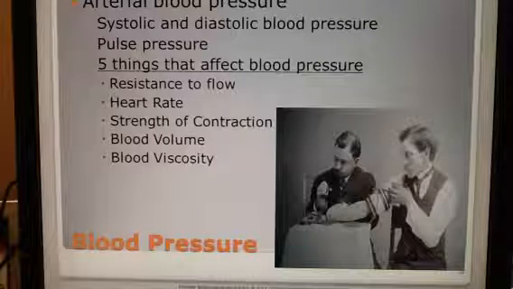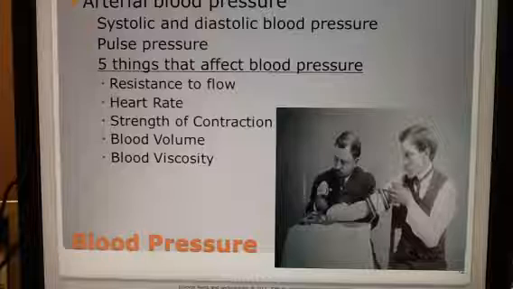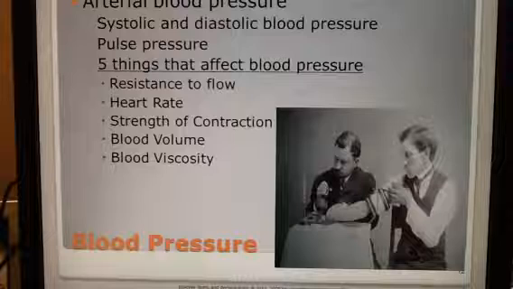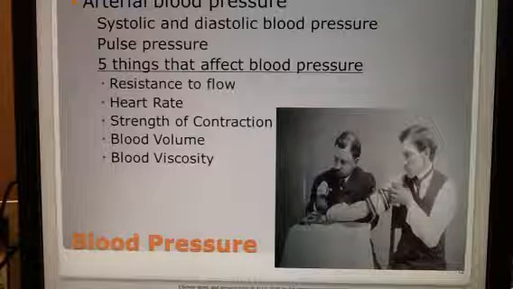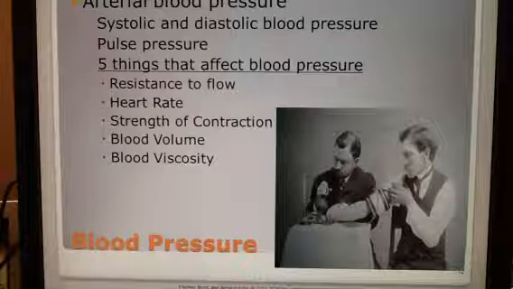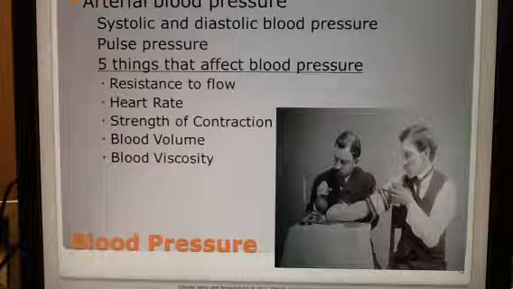Okay, so we've talked about arteries and veins, and we've talked about pressure in them. But we're going to talk about arterial blood pressure. Arterial blood pressure is measured in a systolic and diastolic fashion. We obviously use a blood pressure cuff to measure it with.